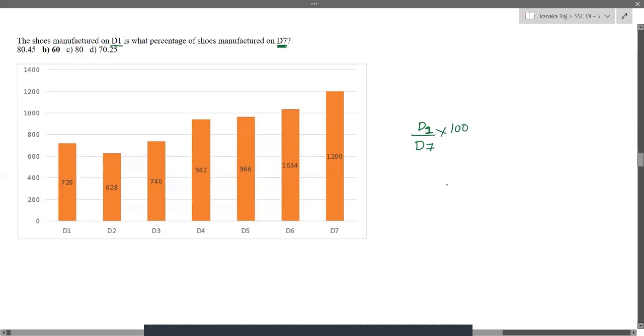So how many shoes were manufactured on day 1? Those 720 shoes, divided by how many shoes were manufactured on day 7? On day 7 there were 1,200 shoes manufactured. Now if I cancel all this, what do I get? 12 ones are 12, 12 sixes are 72. So my final answer will be 60%. Do I have that in our options? Yes. Option B, 60%, will be my final answer.